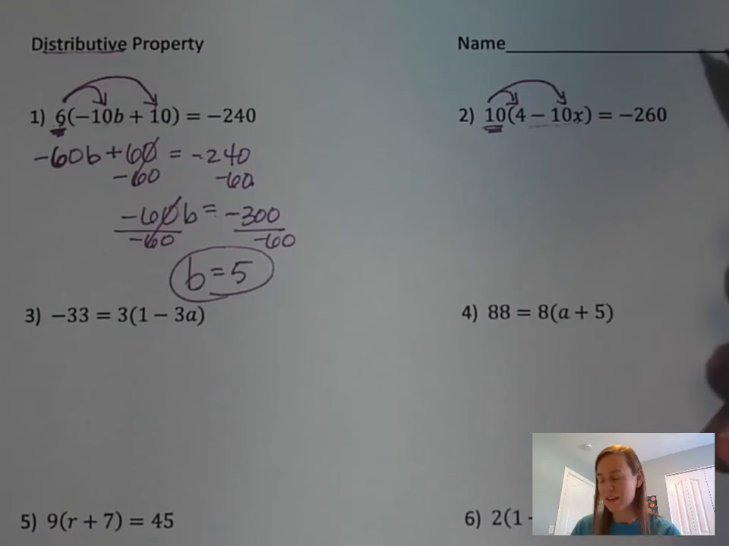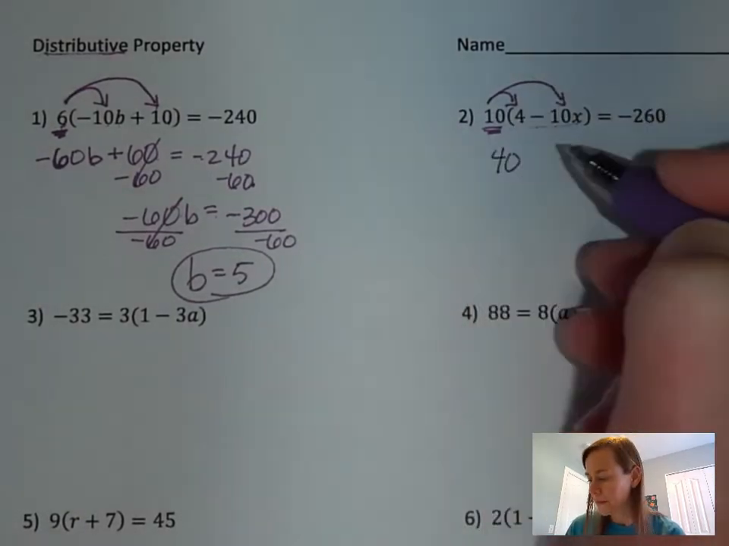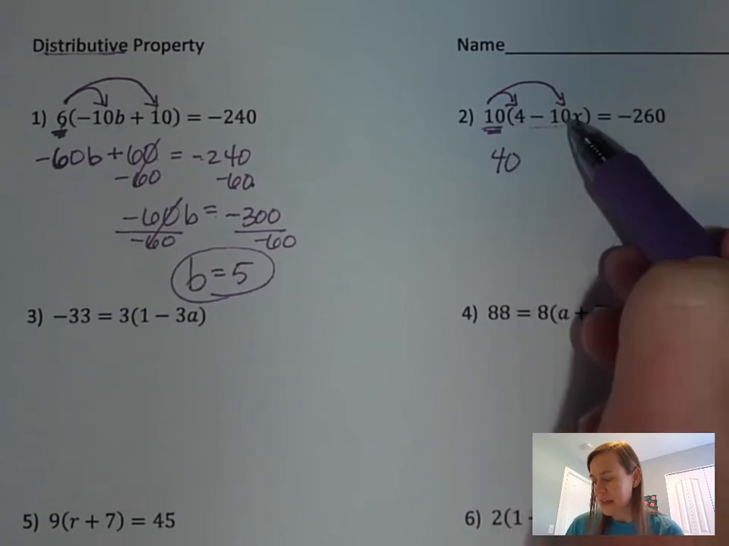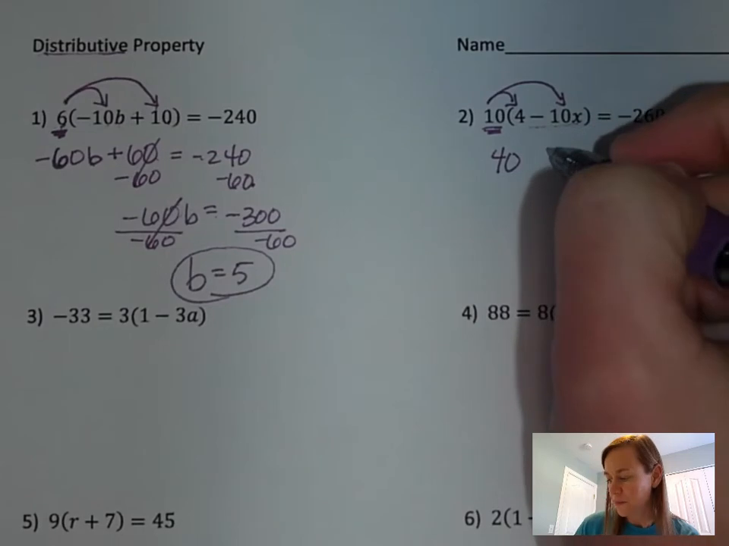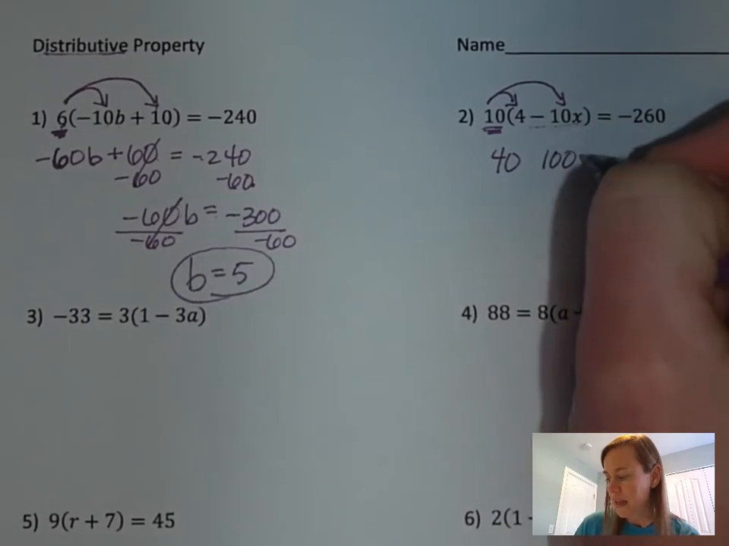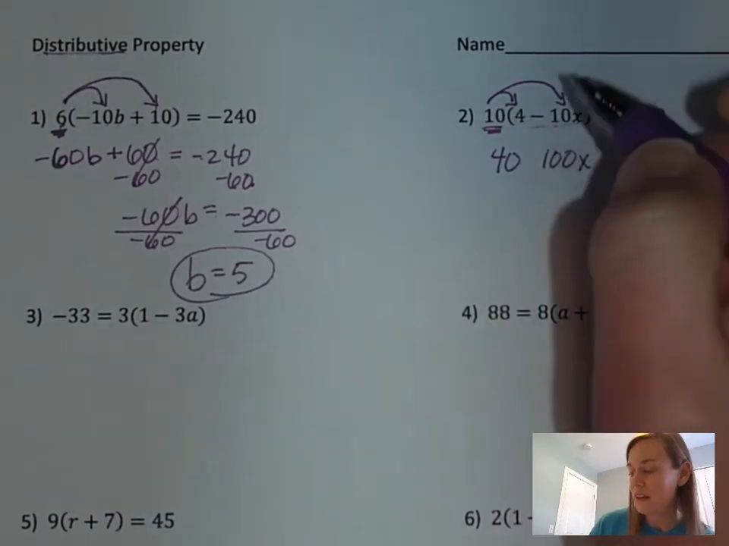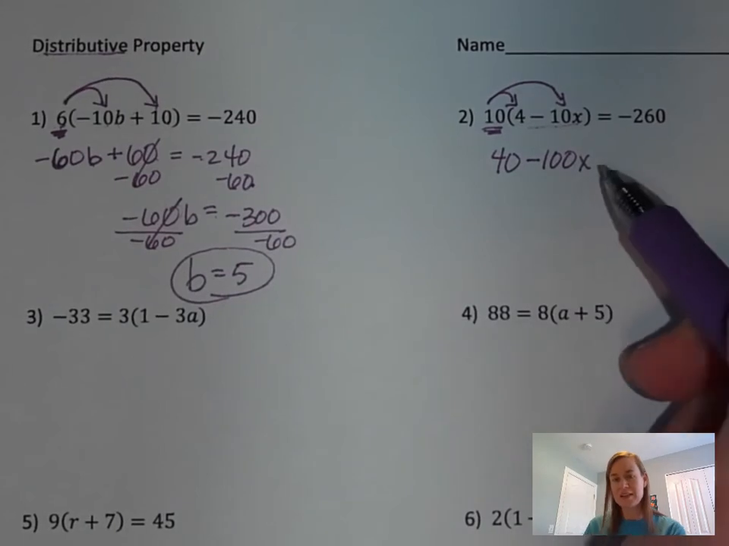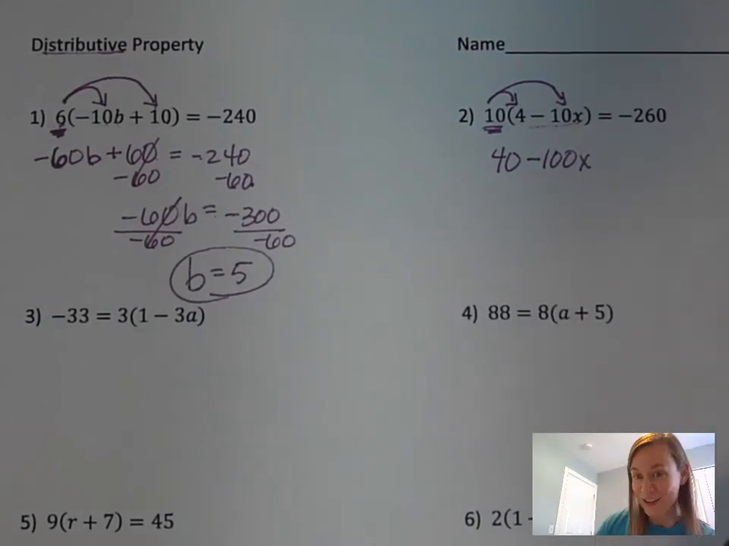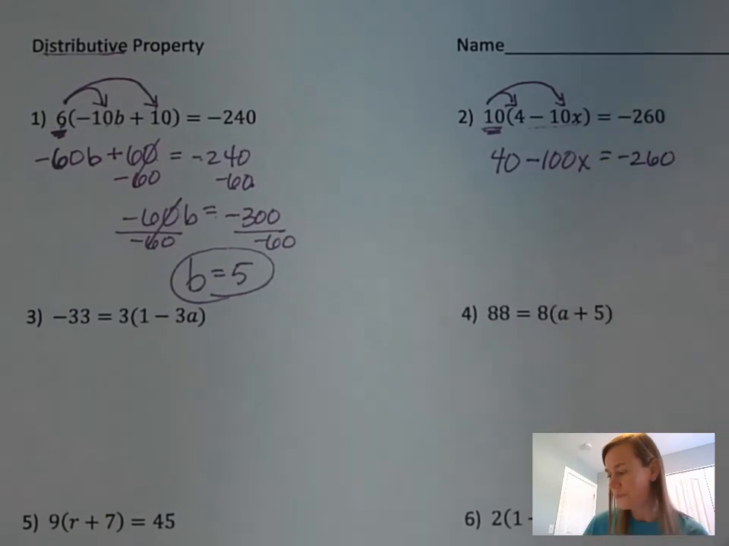Okay, let's start distributing. 10 times 4, 40. All right, 10 times negative 10x. Okay, so 10 times 10 is 100. And don't forget the x. And because it was a negative 10, let's see, 10 times negative 10 is negative 100. So I should have put a negative sign right there. So 40 minus 100x. Did you get that? Good job. Okay, now you're going to finish writing down the equation equals negative 260.